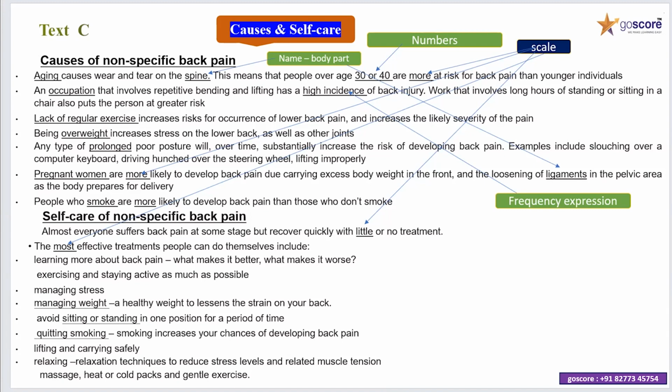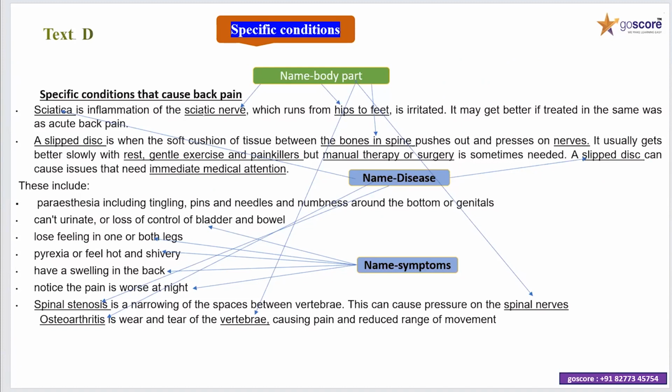Now you can move to text D, specific conditions that cause back pain. So what are the conditions that cause back pain? Here they have mentioned sciatica, slipped disc, then sciatic nerve, hips to feet, bones in spine, all those things, immediate medical attention. Then again some names of diseases, slipped disc. When the disc slips, it includes paresthesia, including tingling, all those symptoms they have mentioned here. Then again spinal stenosis and osteoarthritis. So the main thing you have to focus on here is specific conditions that cause back pain, which are sciatica, slipped disc, spinal stenosis and osteoarthritis. So we have finished our skimming.